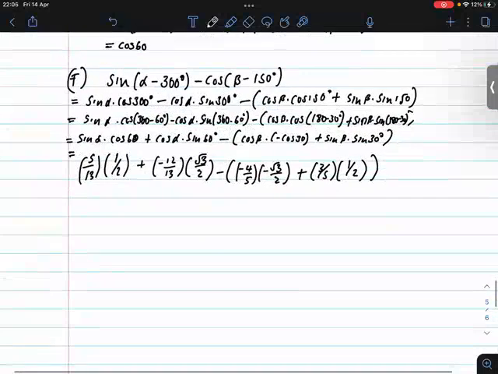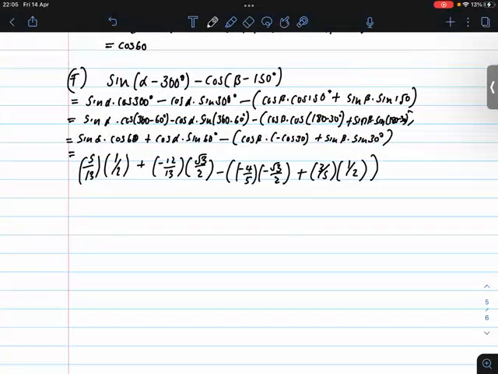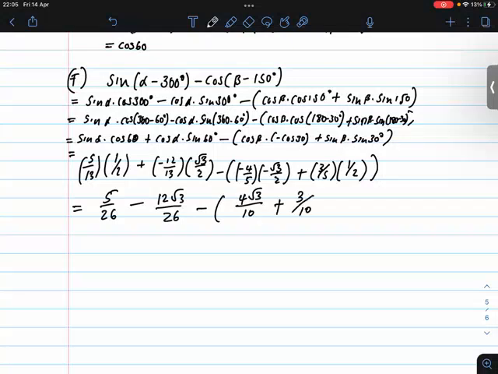Okay. And then from here, you can punch this in your calculator. It's up to you. Then you can do the maths. 5 over 13 times half is the same as 5 over 26. This one here is the same as negative 12 root 3 over 26. Minus here, it's the same as positive, negative times negative is positive, 4 root 3 over 10. The other one is going to be 3 over 10. Are you happy, guys?